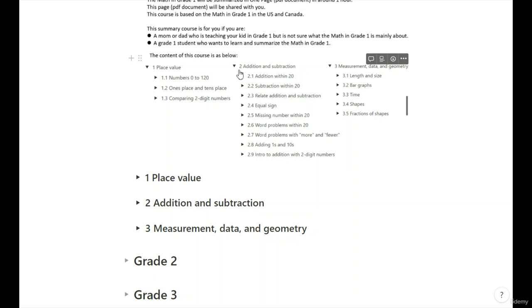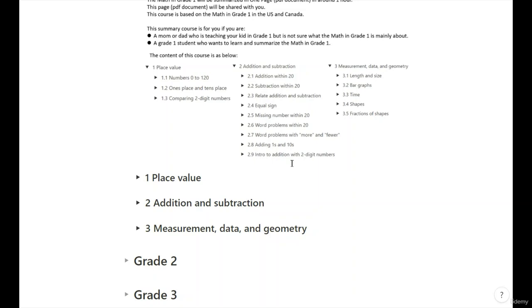The second part is about addition and subtraction. Among this area, we will learn addition and subtraction within 20, and relate addition and subtraction. We will introduce the equal sign, and we'll try some word problems within 20. Also, we will learn how to add ones and tens and how to regroup them. Also, we will be introduced to addition with two-digit numbers.